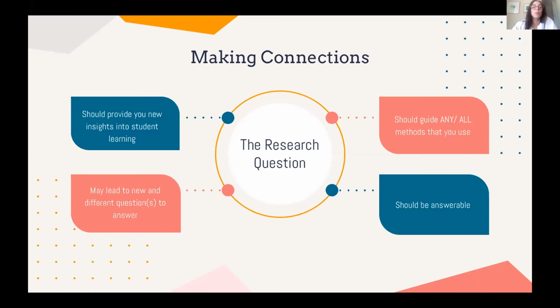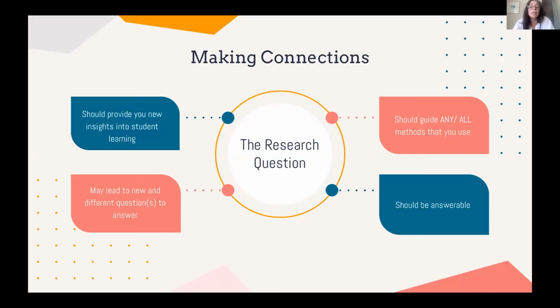So I put four suggestions that should guide any methods that you choose to use. It could be qualitative, quantitative, and you'll get different findings. Mixed methods allows us to see across lots of data with scores or surveys, and also go deep. The question should be answerable. If a research question is too complicated and you don't see how you're gonna get through it, I think you have to go back and narrow in on one small part of what you wanna know.